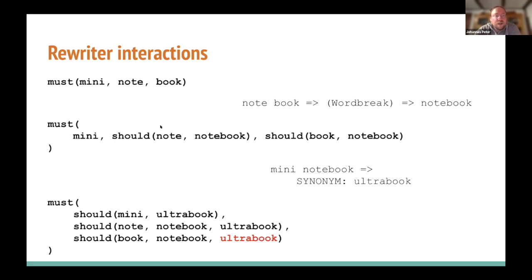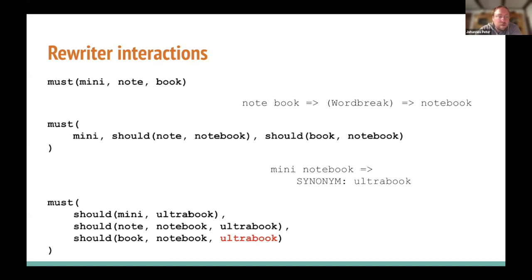So what actually results in the query is that we still have the term mini on its own. This is embedded in a should clause with note and notebook, and here a should with book and notebook again. So notebook becomes a repeated term. Now we have a subsequent step after the word break rewriter, and we say that mini notebook is more or less the same as ultrabook. So we again add this synonym. But what Quirky will not do, as it does not keep track of the repeated terms, is add the ultrabook at the third clause.